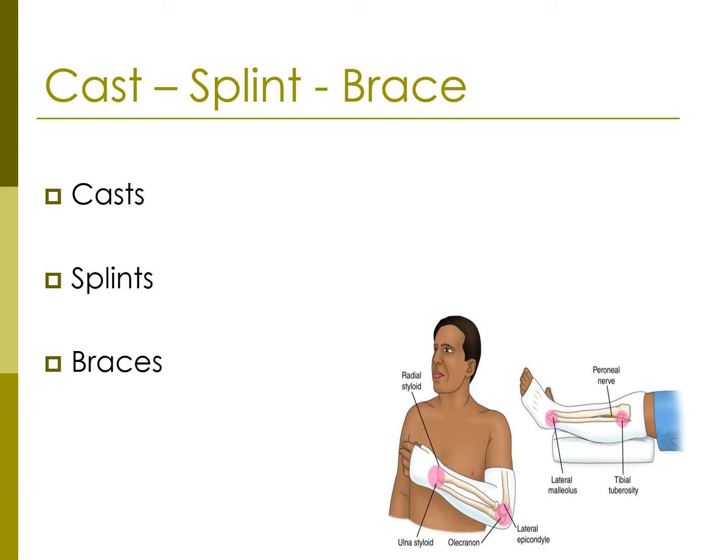Okay, let's talk about splints and braces. Splints are used for simple and stable fractures. Braces are used to provide support, control movement, and prevent additional injury.